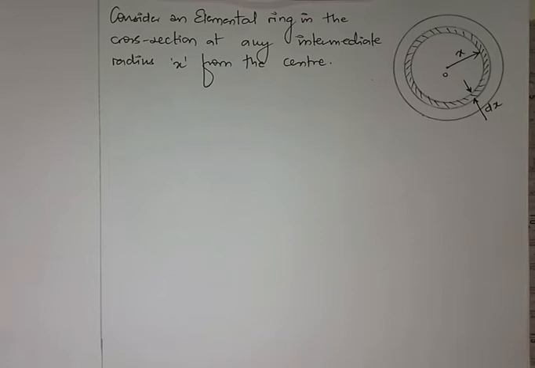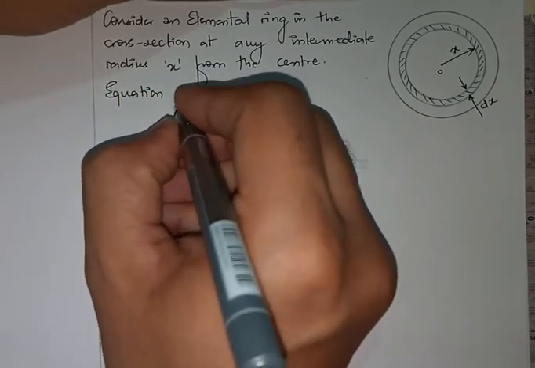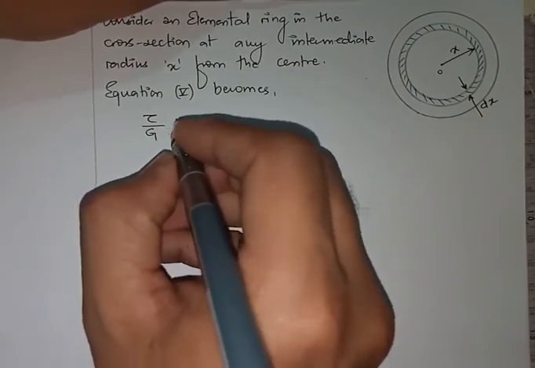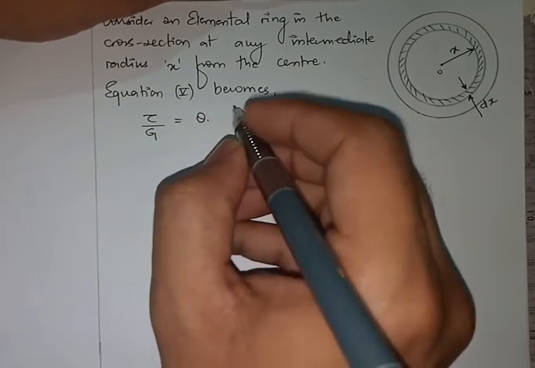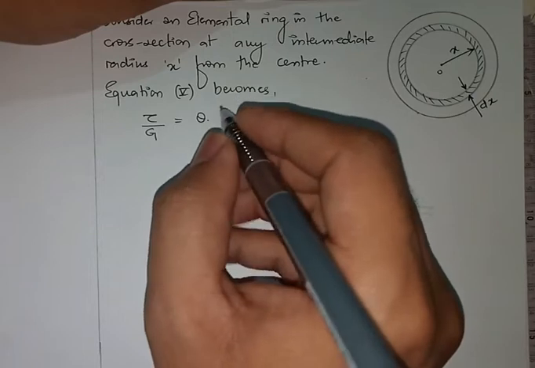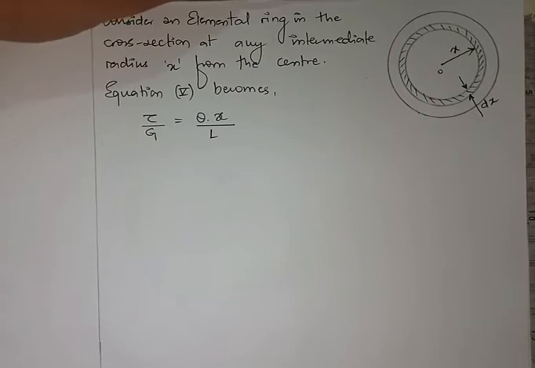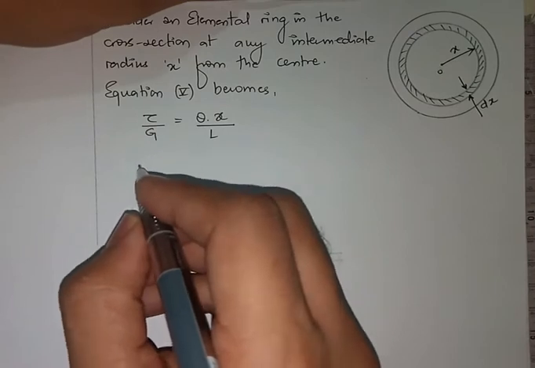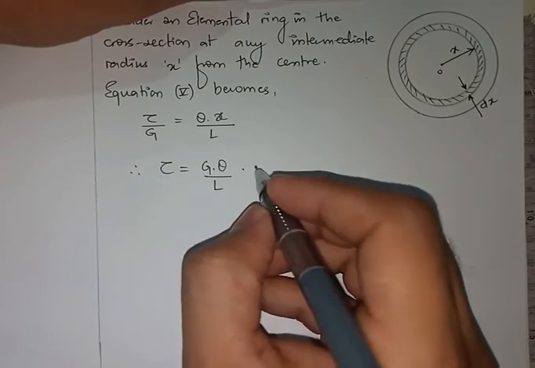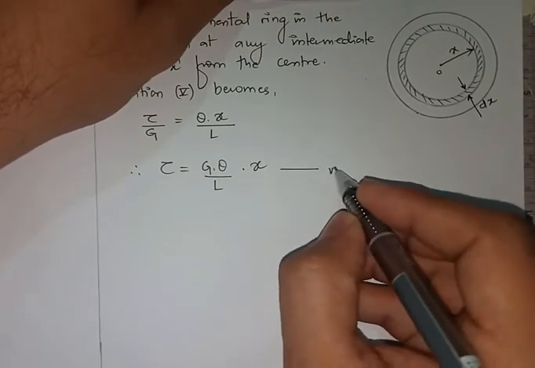So now equation 5 can be written as tau divided by G is equal to theta into x divided by L. Therefore tau is equal to G theta by L into x. I'll take this as equation number 6.